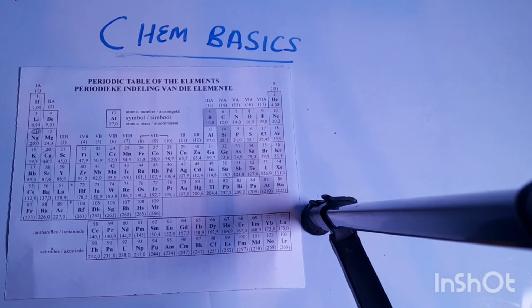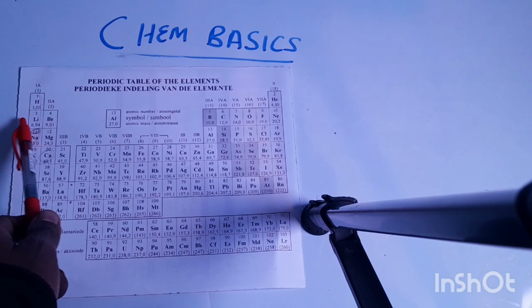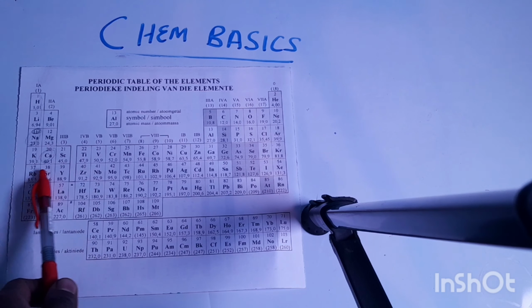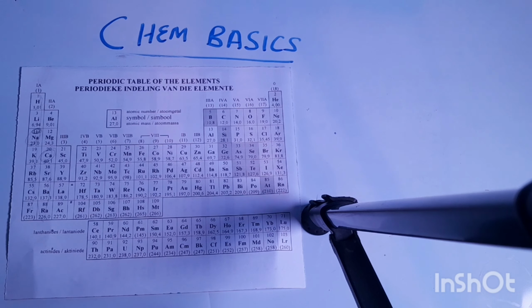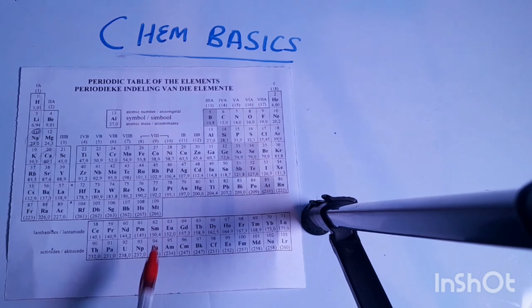From the group numbers, we also have what we call the period. The periods run from left to right, left to right, left to right. So this is period number 1, period number 2, period number 3, period number 4, period number 5, period number 6, and so on, right? Those are periods, and the groups run from top to bottom. These are our groups from top to bottom, right?